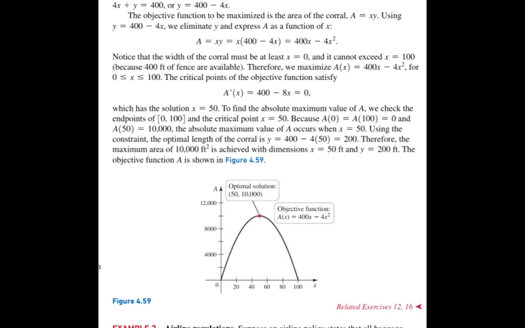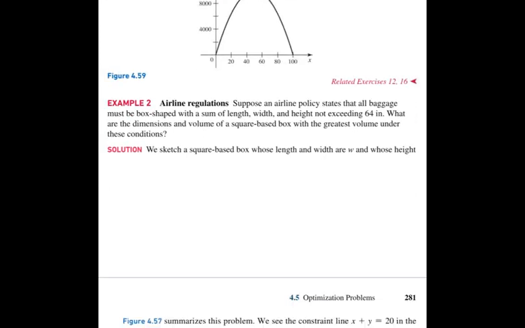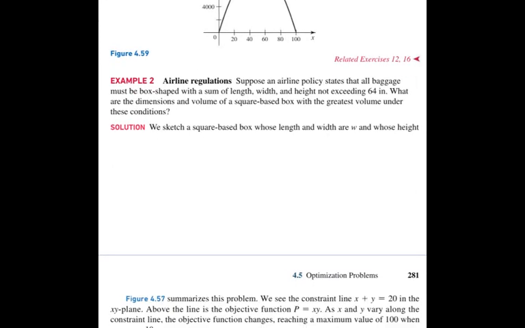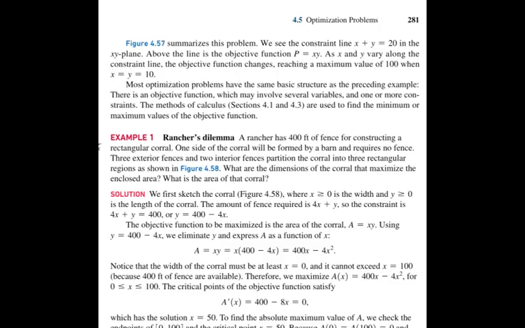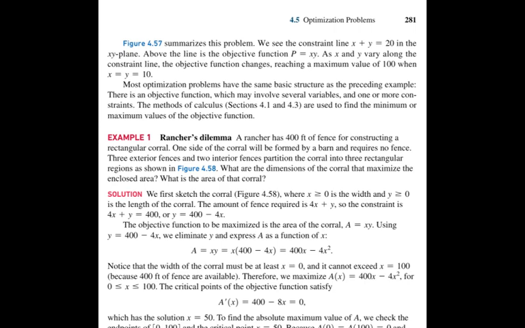Let's do another one. So we have this example too. I think that's the right one. Let's add a page. Okay, we have this example too.